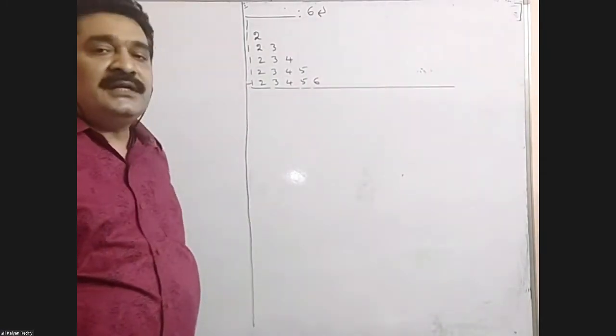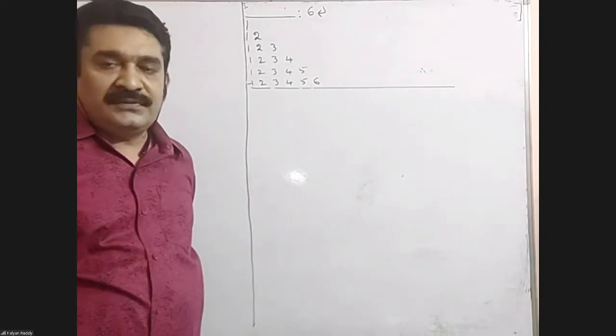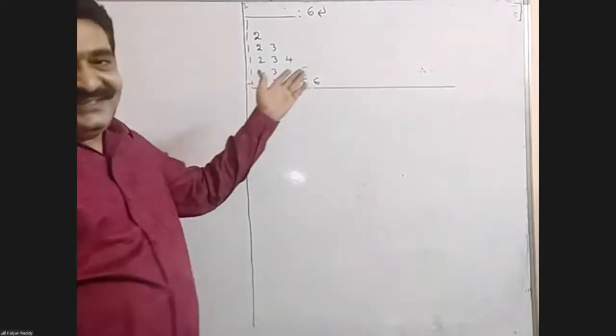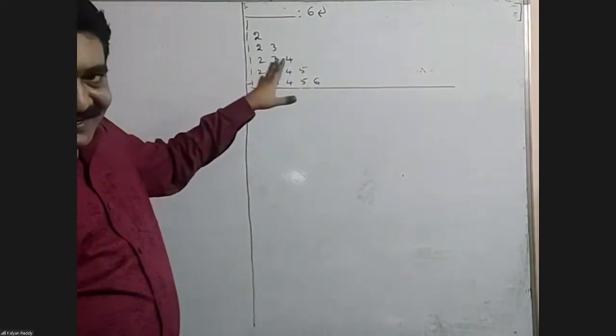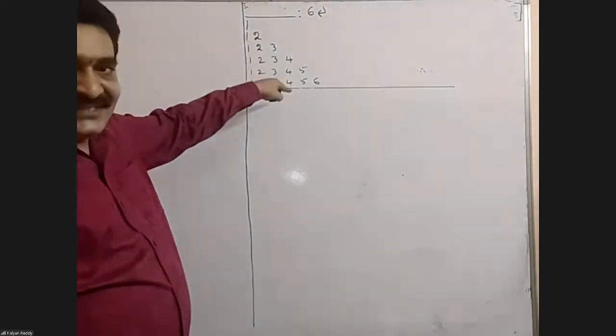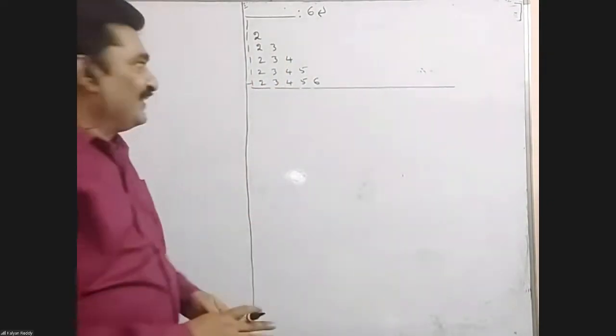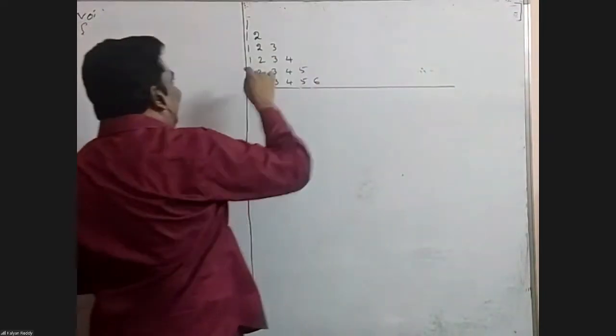If the input number is 10, 10 lines are required like this. If the input number is 15, 15 lines are required like this. See, the program needs to be dynamic. That means if the input number is 6, 6 lines are required like this. If the input number is 10, 10 lines like this. Suppose the question is like this: I need this as output.